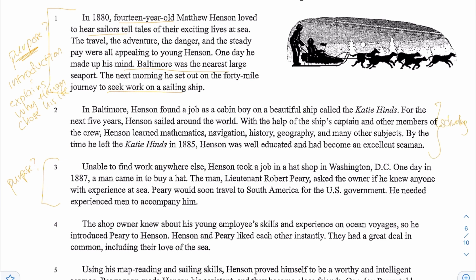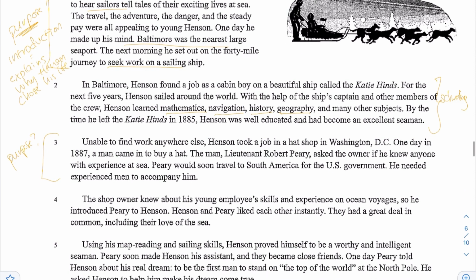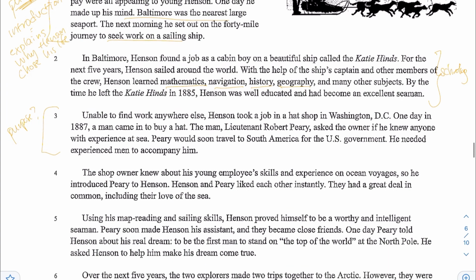because obviously it wasn't an actual school on a ship. So you have other people teaching him all these subjects: math, navigation, so like how to go around on the sea, history, geography, and all those important subjects for shipping. And you also need the purpose of paragraph 3 in one of the questions.